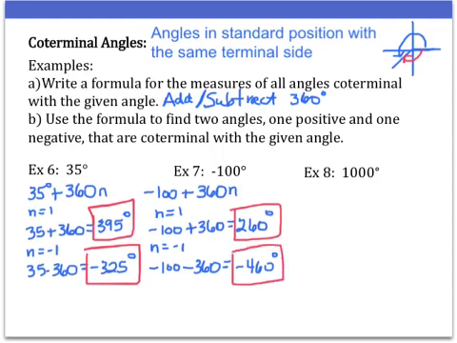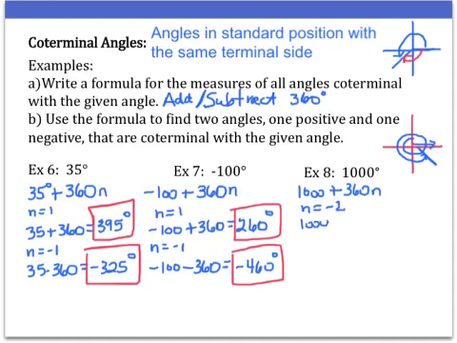Okay, now let's look at 1,000. 1,000 means that our angle has an initial side here, and we spin it around a few times. So our formula is going to be 1,000 plus 360 n. Well, if we used n positive, we're just going to keep getting bigger. So we need to subtract. So we're going to use negative n's. So I'm going to start with n equal negative 2.